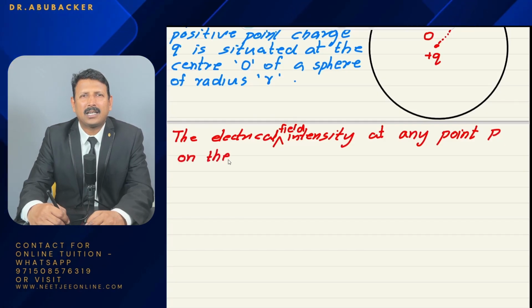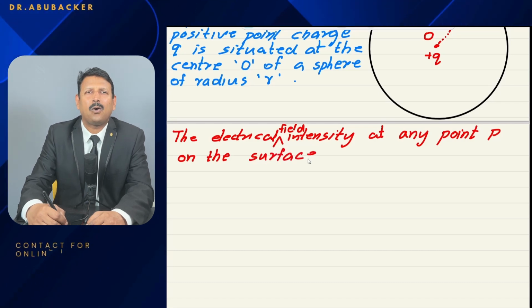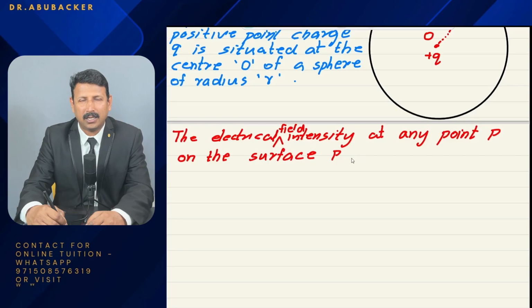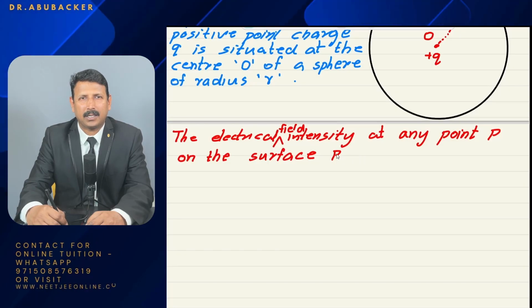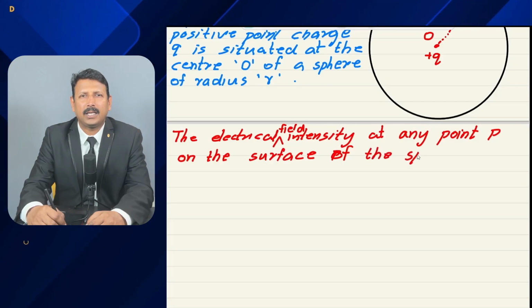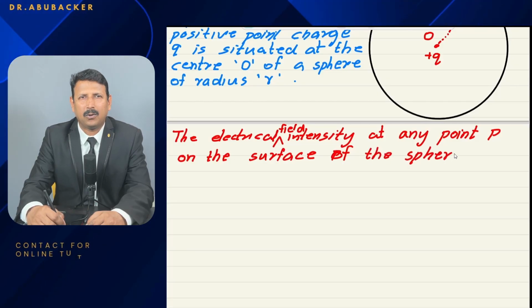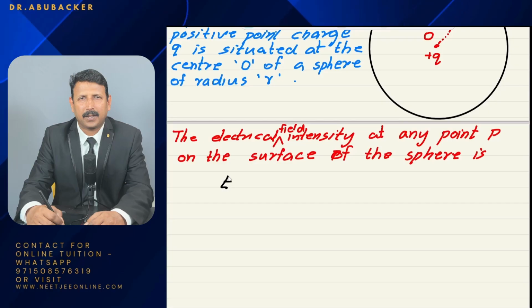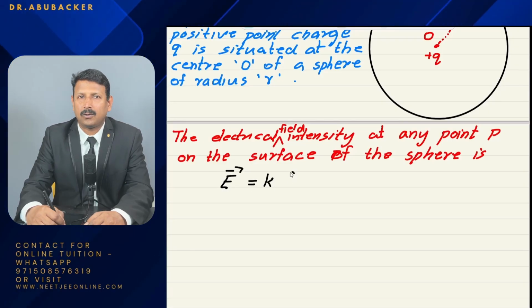The electric field intensity at any point P on the surface of the sphere. Electric field intensity we studied before, that I am writing. The electric field intensity at any point P on the surface of the sphere. If you want, you can make a beautiful sentence like, of the surface of the sphere of radius r is. Okay, that is up to you. So E is equal to, electric field equation is writing.